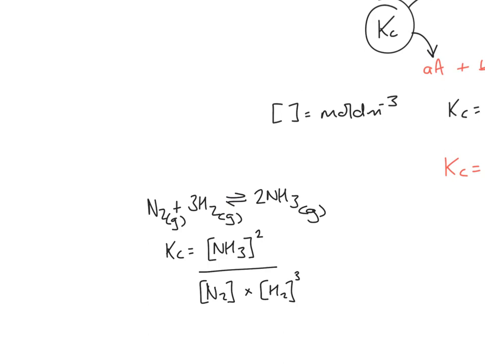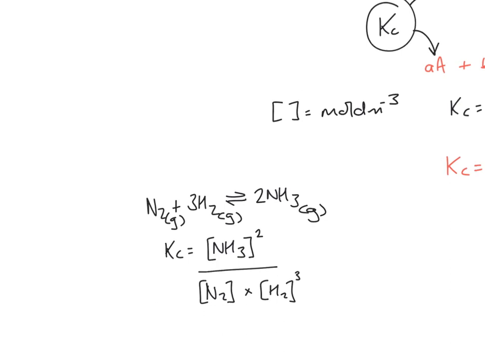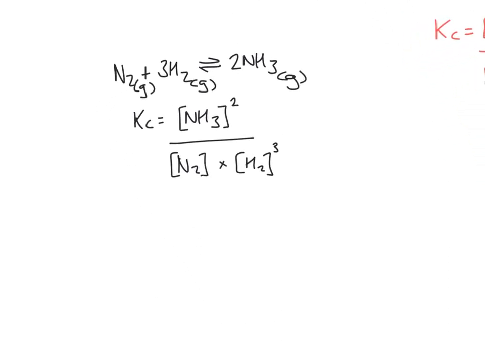Heterogeneous Kcs you'll have a look at in year 2, so don't worry, you won't be expected to do any that have different physical states. The units of Kc itself can change depending on the concentrations above and below in the products and the reactants. So for this particular reaction, it would be mole dm cubed because of the square brackets, but we've got a square there for the ammonia.